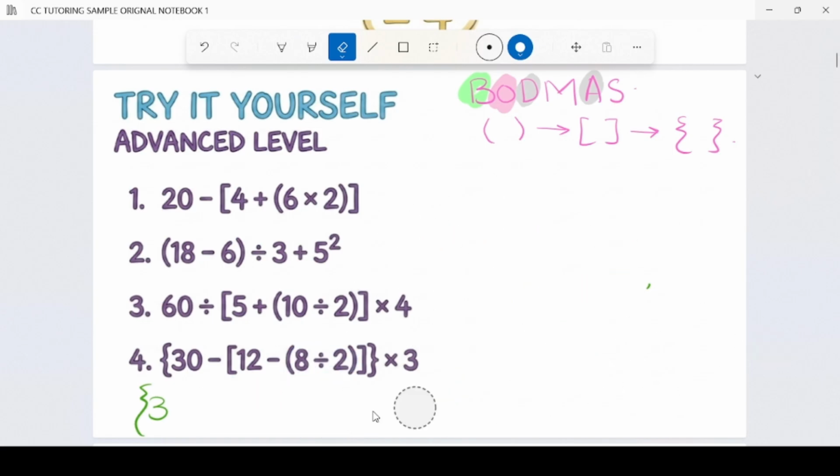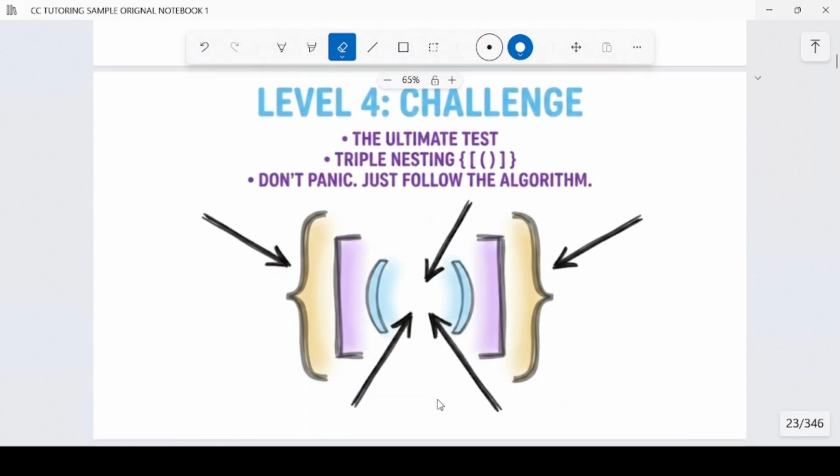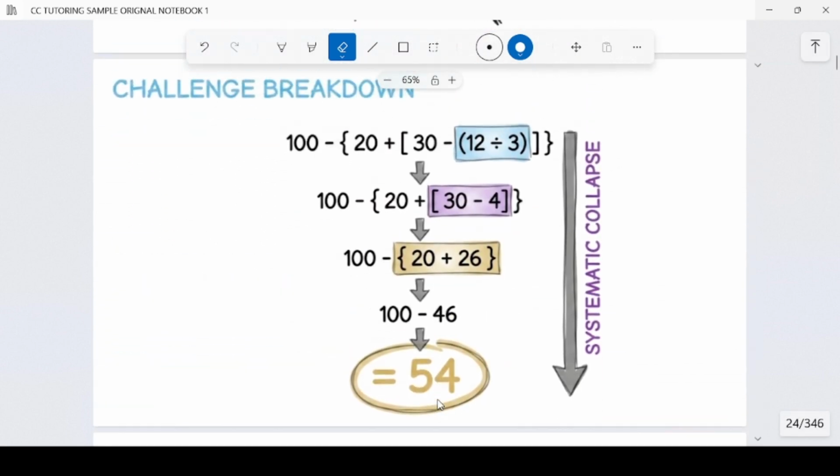Now I'll move forward. These were some basic to advanced level questions. Okay, level 4 challenge. Now we have this question.